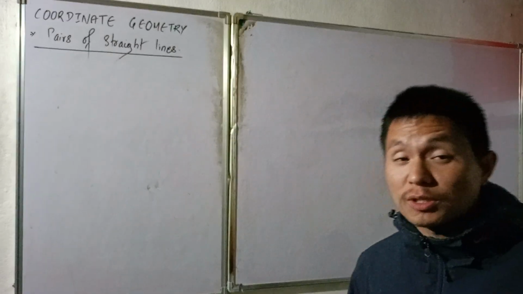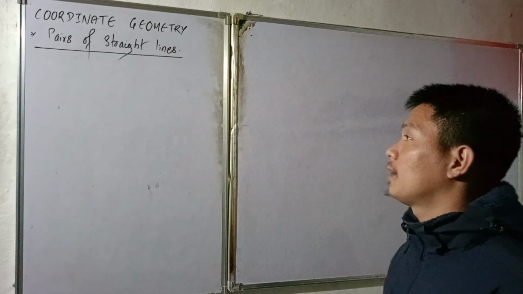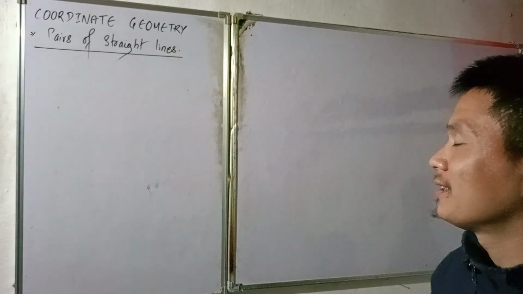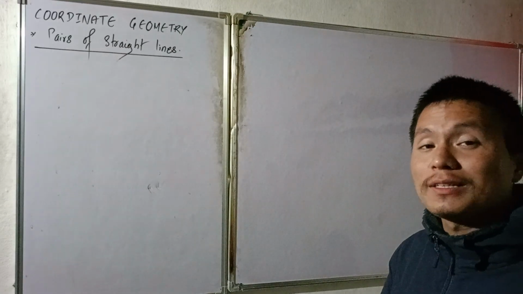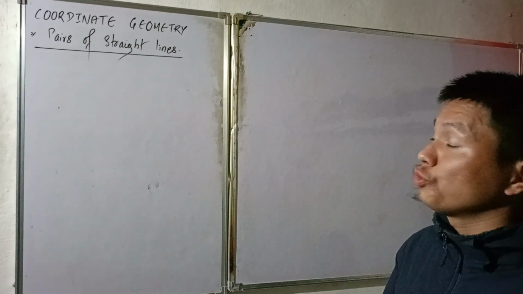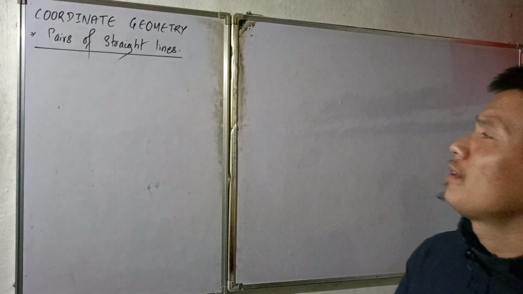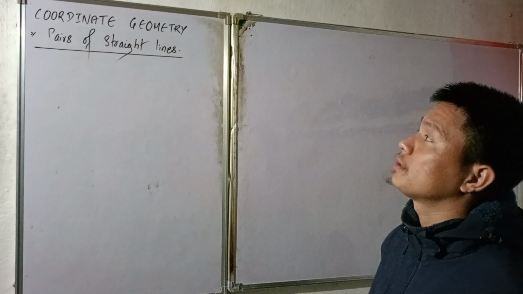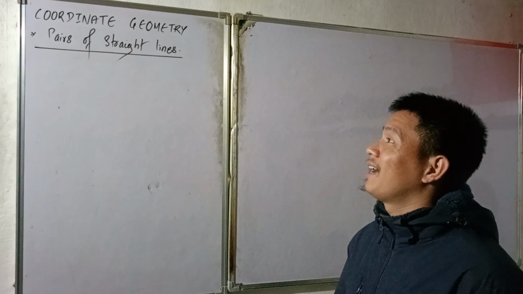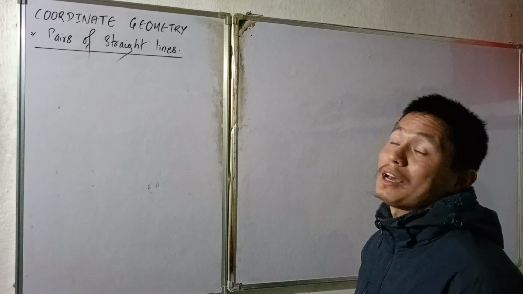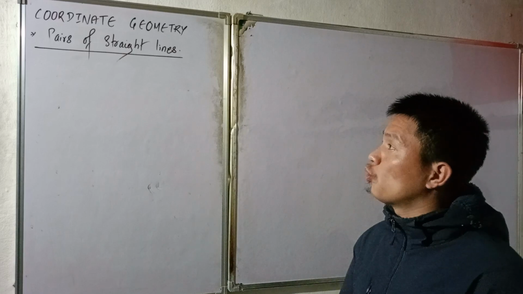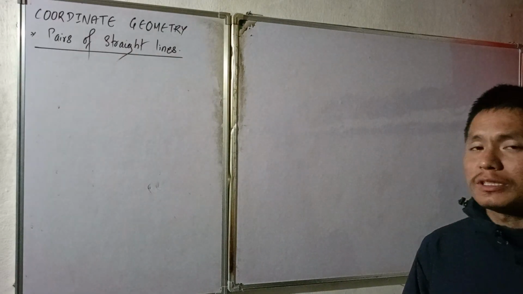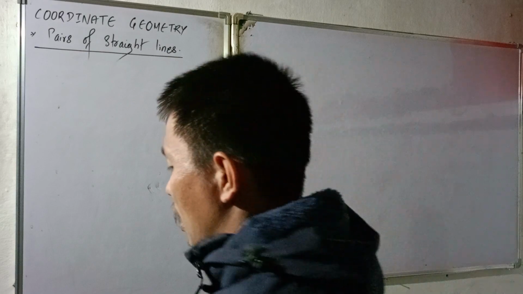In the previous video we also finished the exercise related to the angles between two straight lines. In today's video, we are continuing another part of the coordinate geometry of class 10, which represents the pair of straight lines. So what kind of equation represents the pair of straight lines? We are going to discuss that, so I'll start from here.